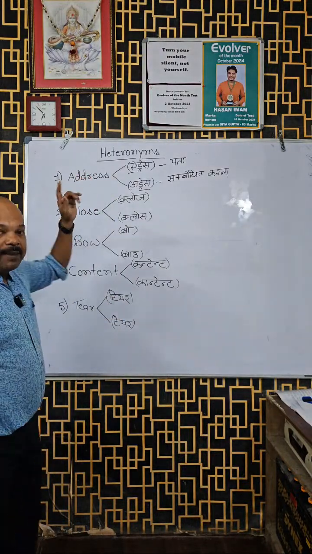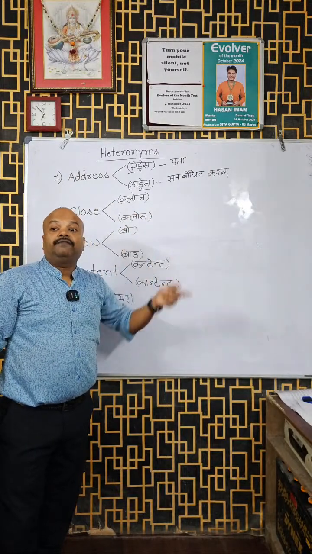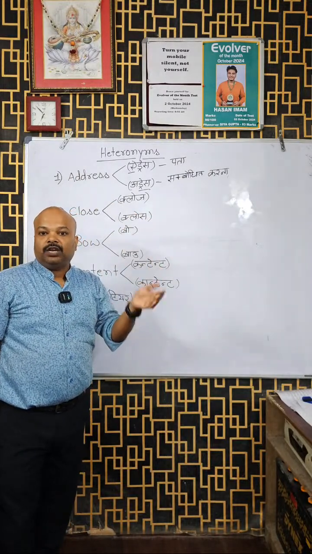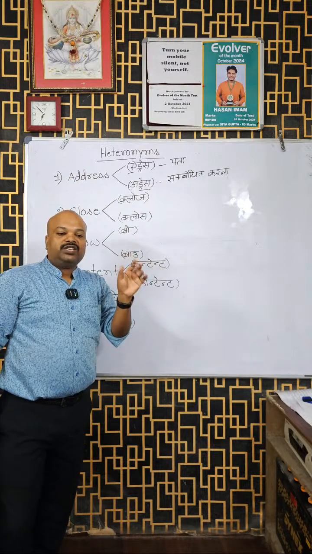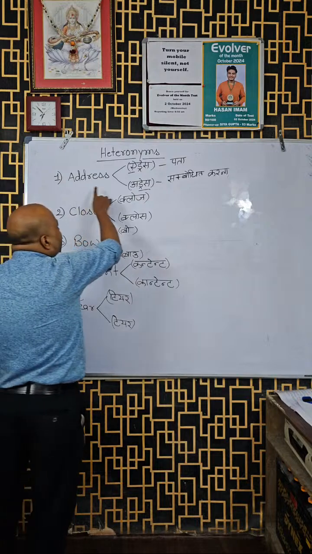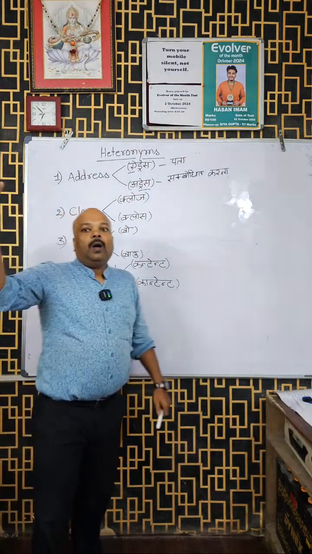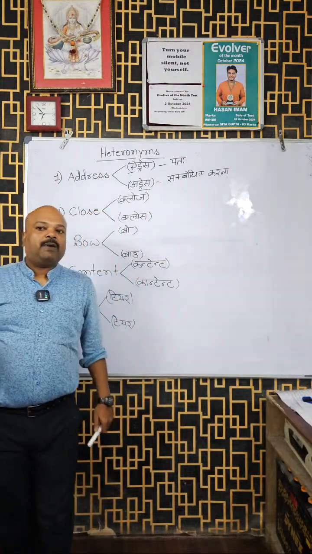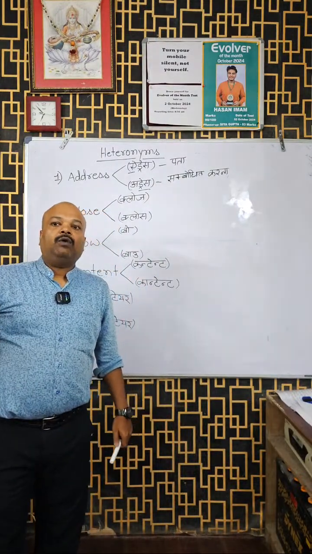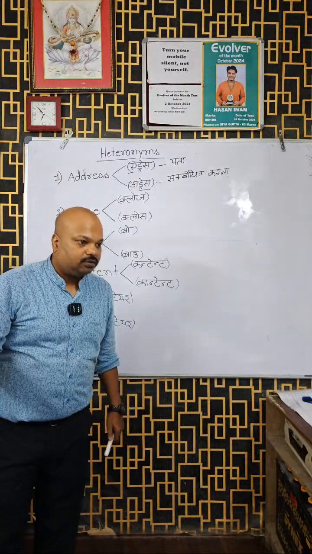Heteronyms. Hetero means, क्या बताया था मैंने अभी, hetero का मतलब different. Hetero means different and nym, naam, different name. The word which have different names or different meanings. So heteronyms. Address, pata, address, sambodhit karna. Like on the eve of Independence Day, our president addresses the entire nation.